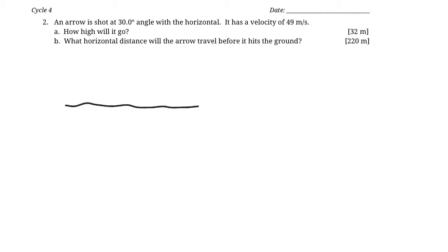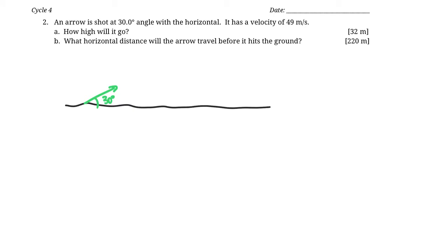So let's draw the ground down here. We'll assume the ground is flat in this case. In most questions it is, unless it says specifically that it's launched from a certain height or something like that. But let's assume here that it's launched from the ground level. It is launched at an angle. So let's assume that's our arrow as it's shot, launched at an angle of 30 degrees.